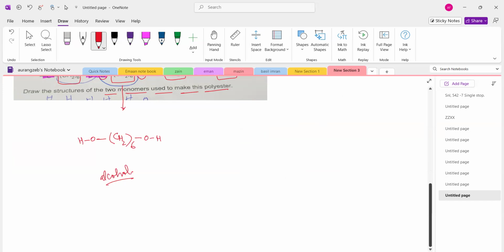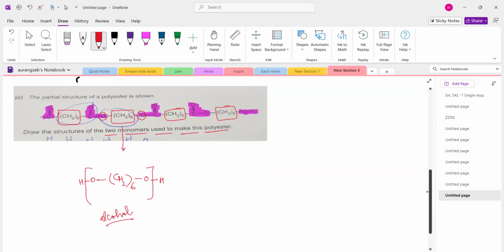And during condensation, what happened? They lost their hydrogen and it was left with this part. Clear? So that is one of the monomers. So it means that was a diol. Okay, now let's see another, this portion here.